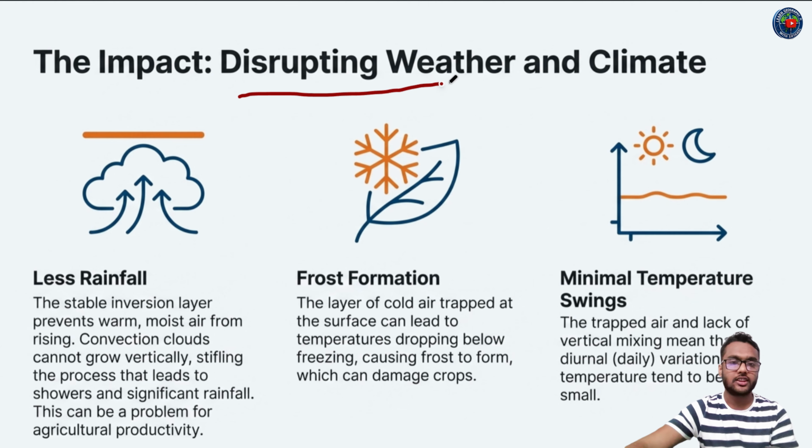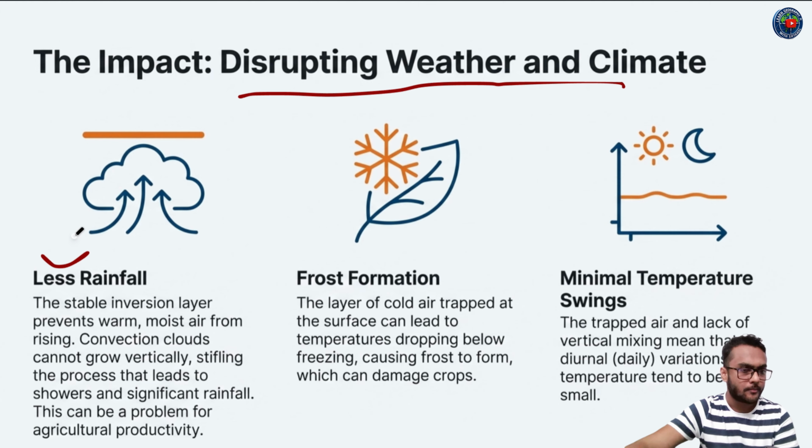Another impact is disrupting weather and climate. Less rainfall: the stable inversion layer prevents warm moist air from rising. Convection clouds cannot grow vertically, stopping the process that leads to showers and significant rainfall. This can be a problem for agricultural productivity. Then frost formation. The layer of cold air trapped at the surface can lead to temperatures dropping below freezing, causing frost to form, which can damage crops.